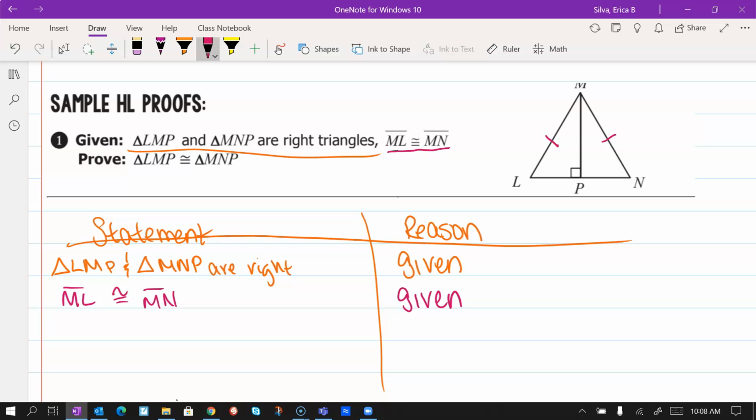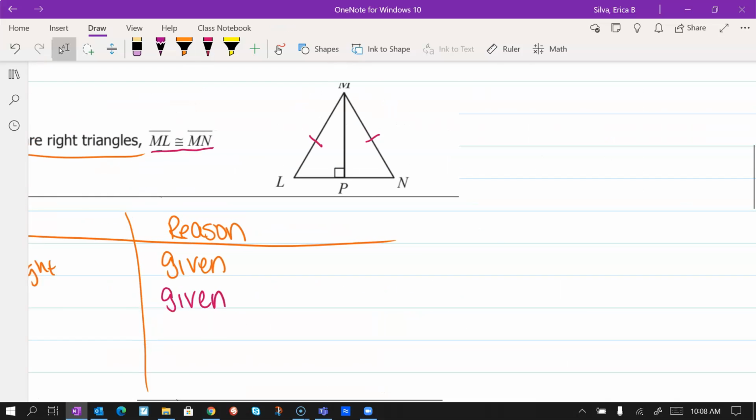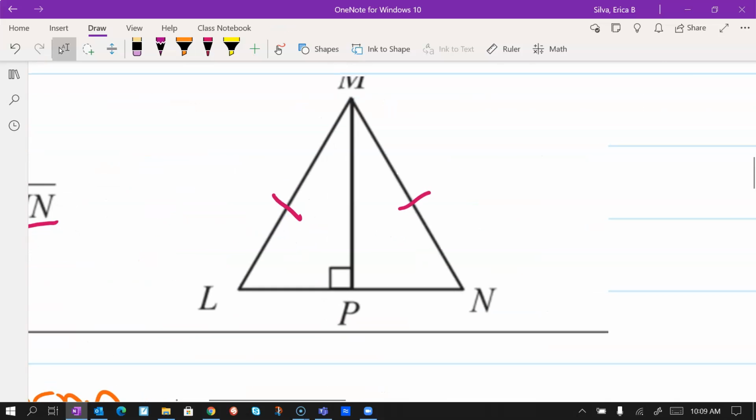Now let's look at our actual triangle. What do we know about this triangle? Can we say that something else is congruent? Remember from Monday, we want to check for the same side that they're sharing or vertical angles. Do we have a side that they're sharing? What are they sharing? MP, perfect.